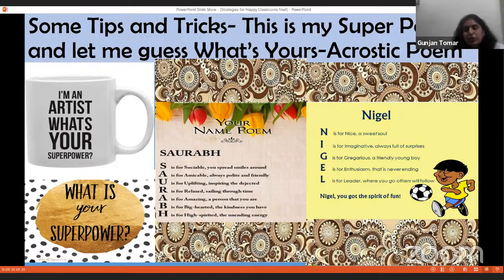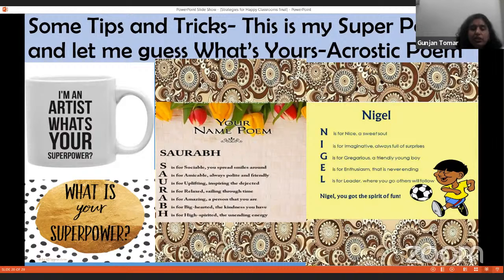Another thing was some activities like, this is my superpower, let me guess yours, to understand how we all know our own strengths, and what we are good at. But it gives a very good feeling to a person when you say, I know what your strength is. So it's also recognizing their abilities, appreciating them, boosting their self-esteem.